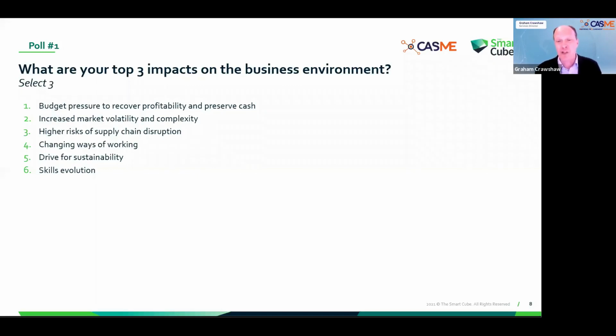The budget pressure to recover profitability and preserve cash. Increased market volatility and complexity. Higher risks of supply chain disruption. Changing the ways of working. Drive for sustainability, or the skills evolution. So think through those, and for your organization, what would you say the top 3 are? Just giving you a few more seconds as the system takes a little bit of time to process.